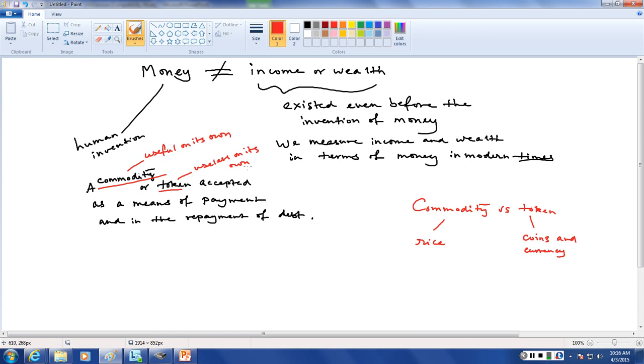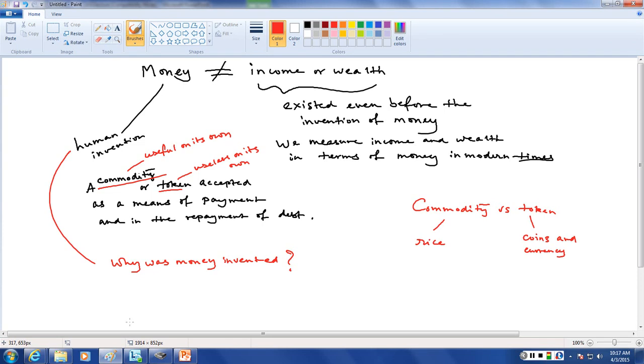Now, why was money invented is the next question. Why was money invented? Why do human beings invent things? Why do humans invent things? We've invented all kinds of things. Why? To make life easier for us in some way, correct? So how does money make life easier for us is the question. Why did we invent money?